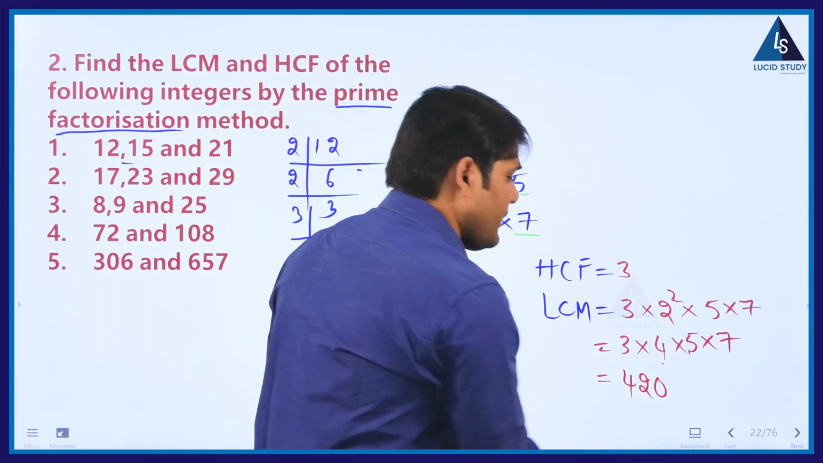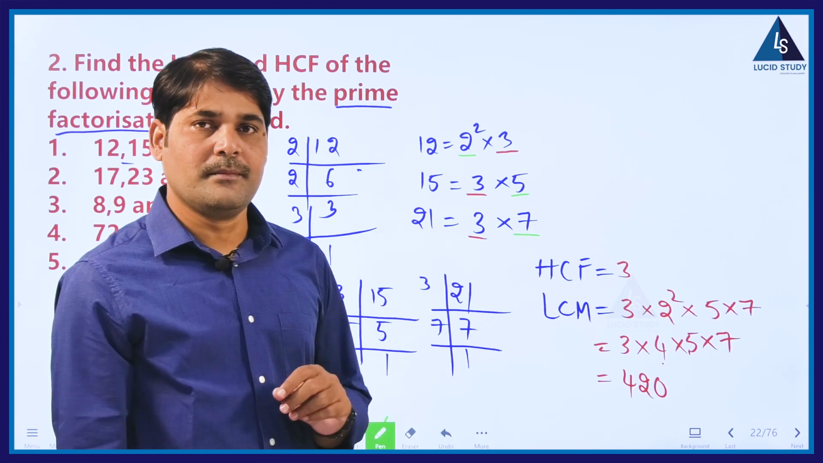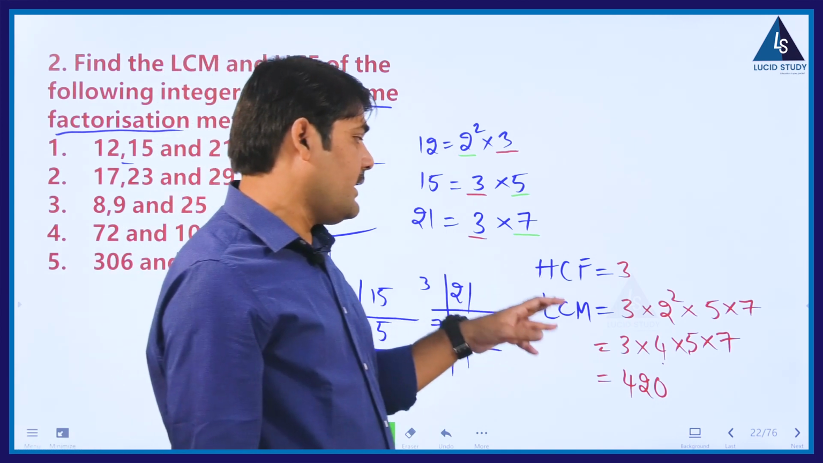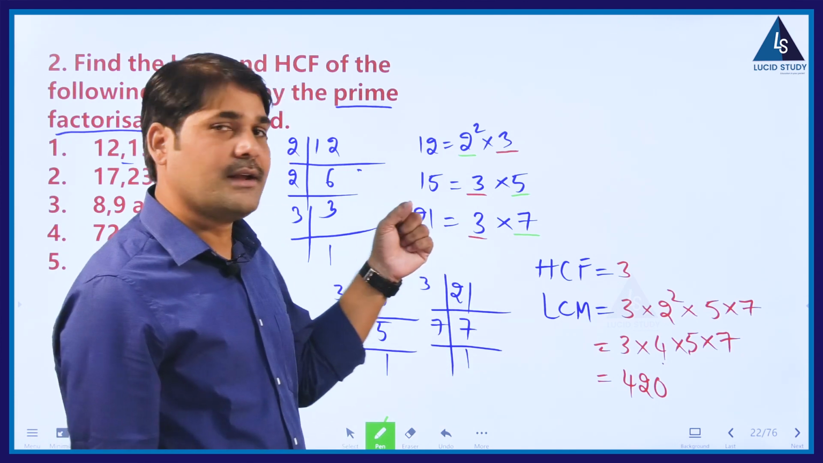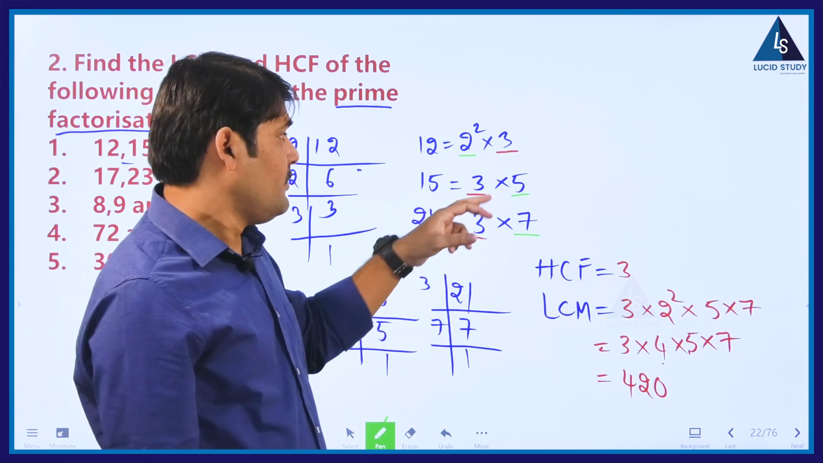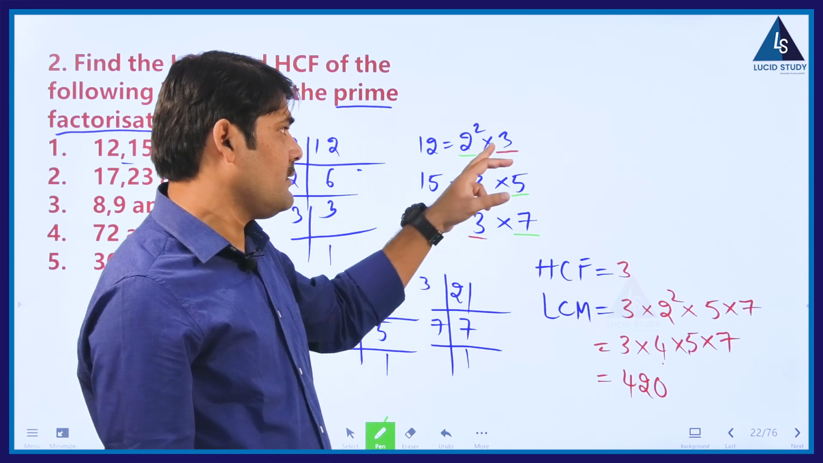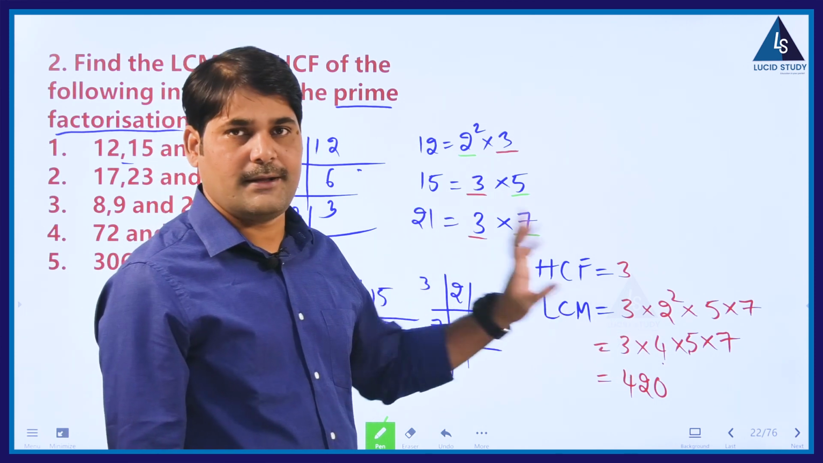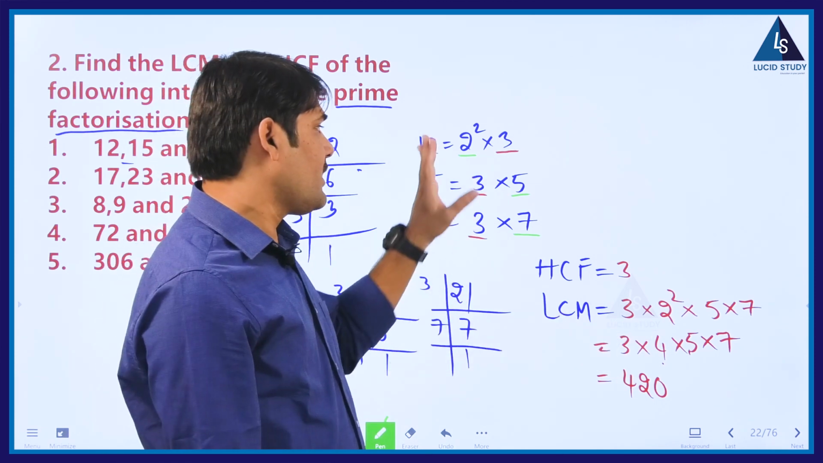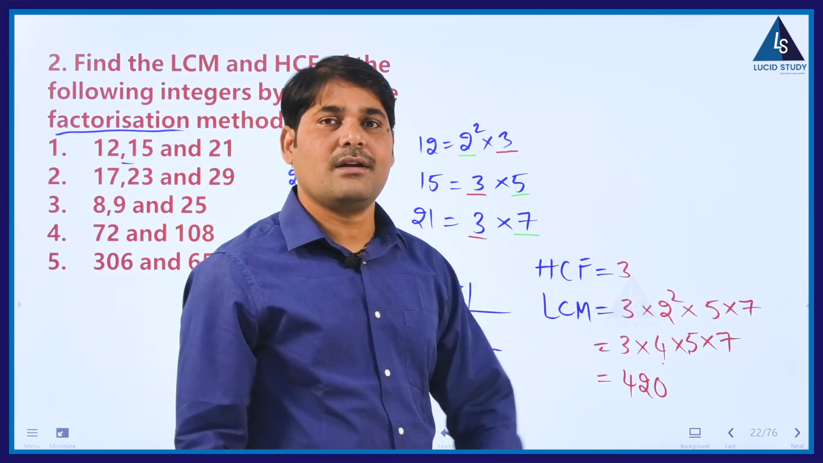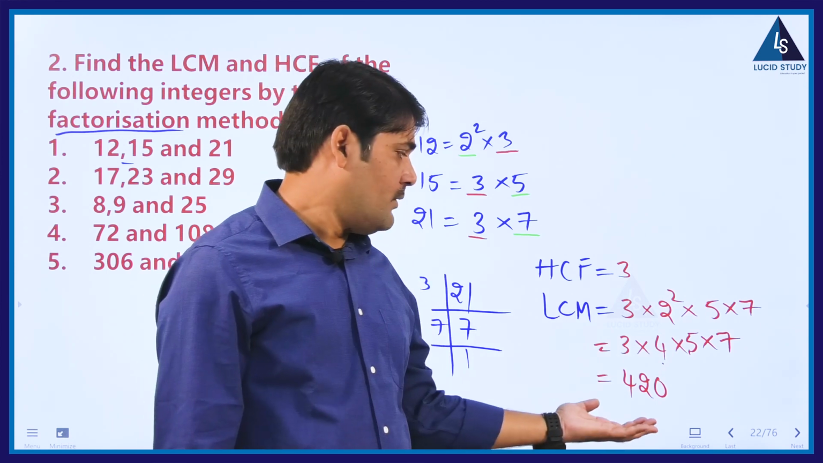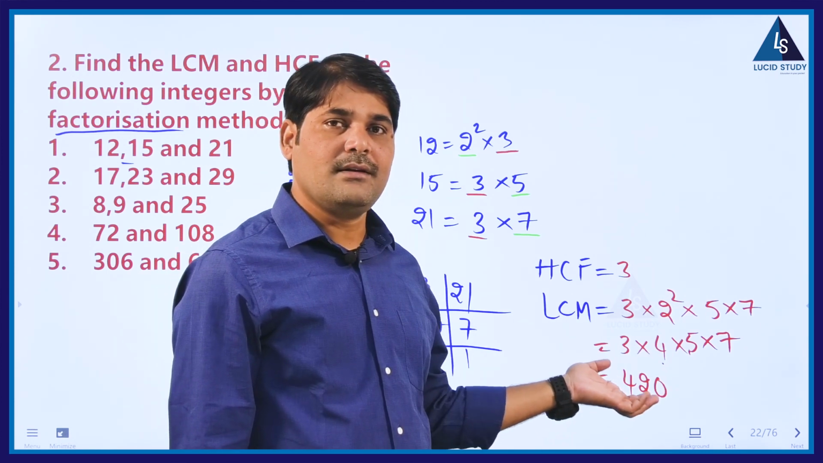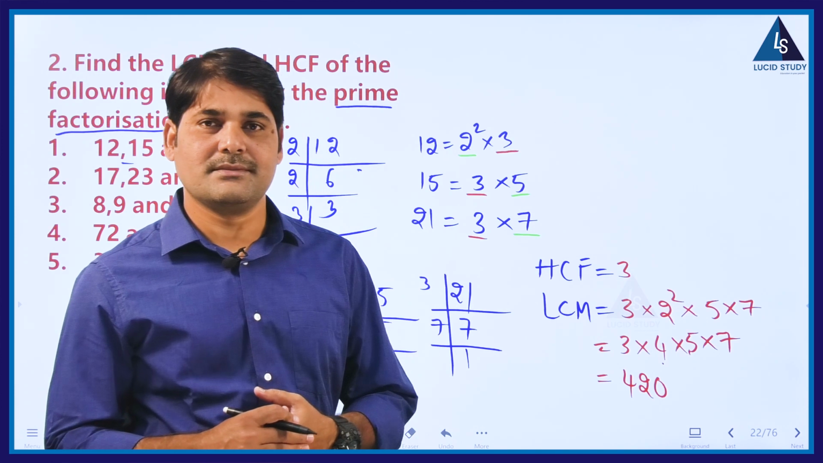So what is the LCM here? 420. Okay, while finding the LCM in this prime factorization method, we need to be very careful. First we need to see what is common. In that, we will take the highest power. After that, whatever non-common things are there, all together we will write at a stretch and multiply them. Whatever answer comes, that is the LCM of the given numbers.